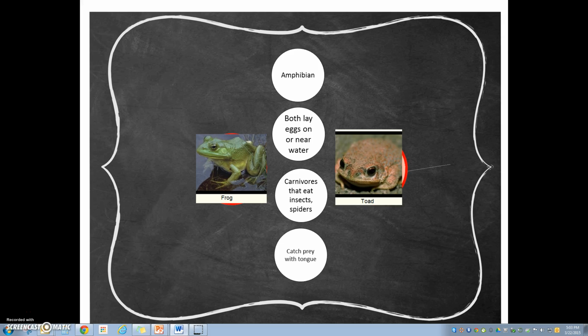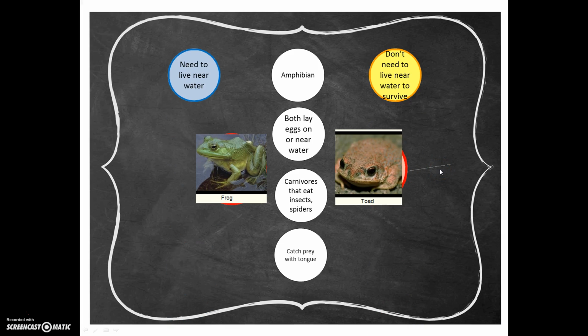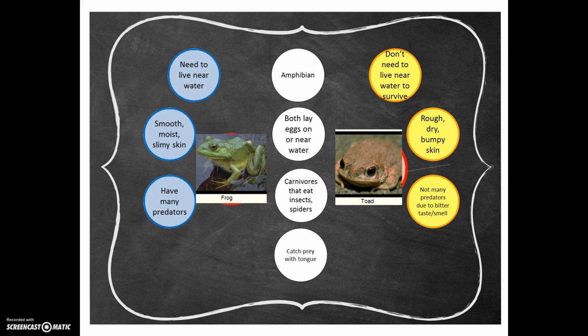I chose to compare the differences between toads and frogs in direct correlation. Frogs need to live near water, but toads don't need to live near water for survival. Frogs have moist, slimy skin, while toads have rough, dry, bumpy skin. Frogs have many predators, while toads have very few predators, thanks to their bitter taste and smell when bitten, much like a skunk. And frogs have long back legs that allow them to make long jumps, while toads have shorter, less powerful hind legs that lend themselves to walking or to short hops.